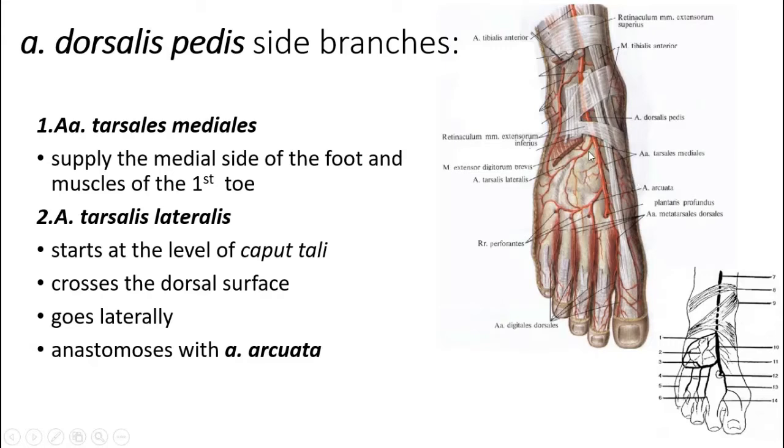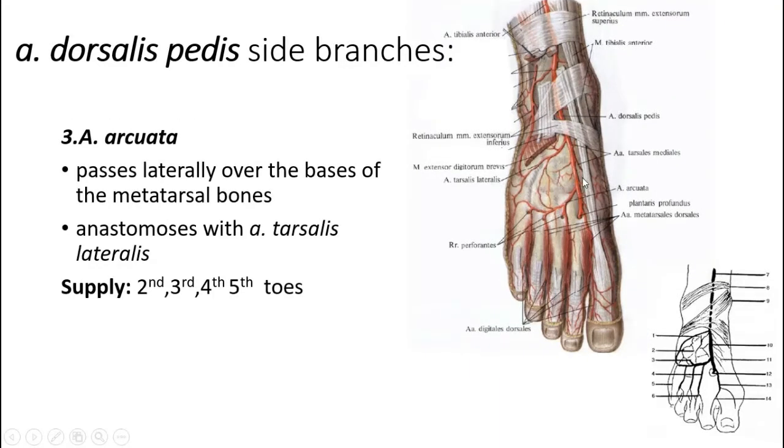Then we need to take a look at the arteria tarsalis lateralis. It is a big artery that starts approximately at the caput tali level, and you can see how it crosses the foot in the lateral direction. Here it stops in front of the base of the fifth metatarsal bone, and the tail of this artery will make connections with the next artery, which is the third branch of the arteria dorsalis pedis, the arteria arcuata, and here forms a kind of arterial arch.